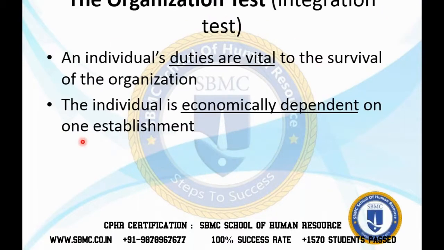So the organizational test. Organizational tests are the integration test. The individual's duties are vital to the survival of the organization, and the individual is economically dependent on one establishment. So this is how the organization tests whether an individual is an employee or an independent contractor. They see that their duties are vital for their survival, and they're economically dependent on one establishment. That is how we can see whether it's an employee or an independent contractor.